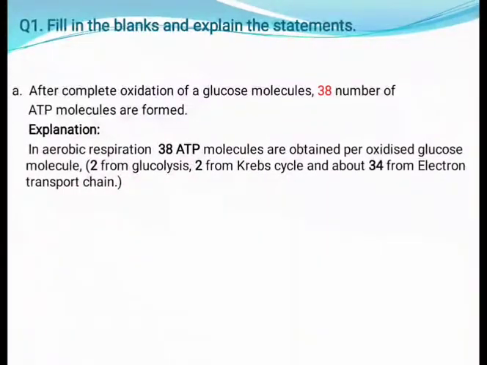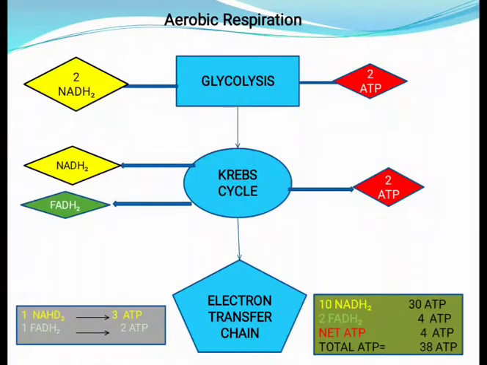Let's see how. This is a flow chart of aerobic respiration. In aerobic respiration, there are 3 main stages. The first one is glycolysis, the second is the Krebs cycle, and the last is the electron transfer chain. In glycolysis, 2 molecules of ATP and 2 molecules of NADH2 are synthesized. Next, in the Krebs cycle, 2 ATP molecules and some NADH2 and FADH2 molecules are produced.